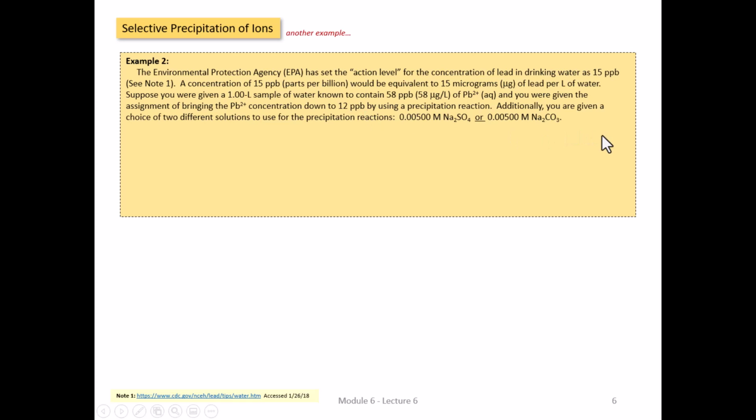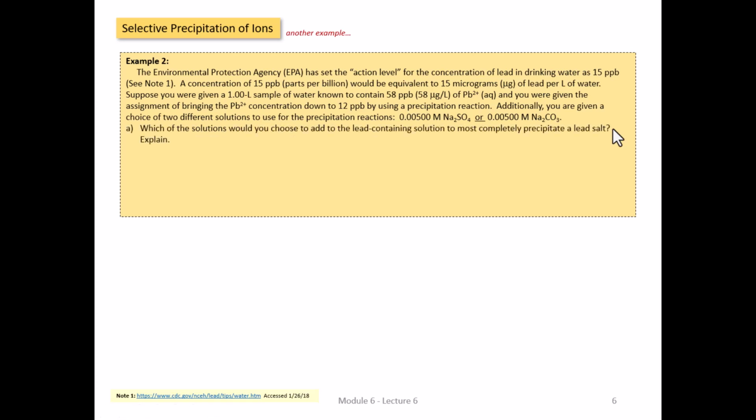And you're given a choice of 2 different solutions to try to use for the precipitation reaction. One is a 0.00500 molar solution of sodium sulfate. The other would be the same concentration of ionic salt, only this salt would be sodium carbonate. So you have your choice, sodium sulfate or sodium carbonate solutions, to try to drag this lead ion out of solution and get it down to a target concentration of 12 parts per billion.